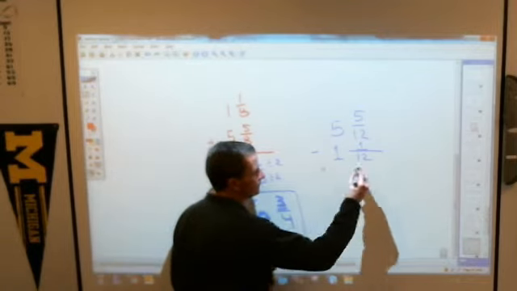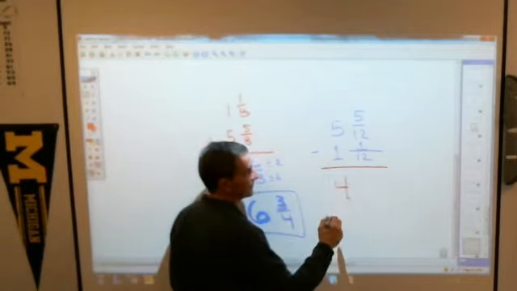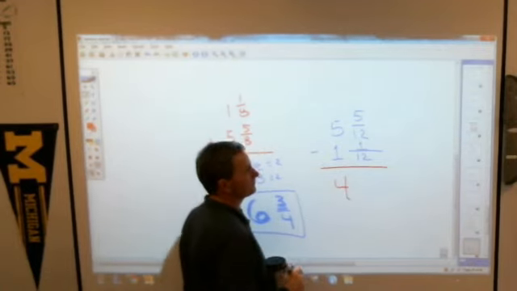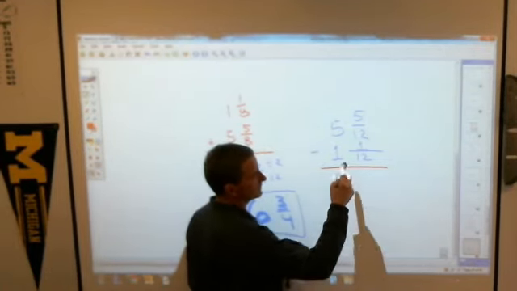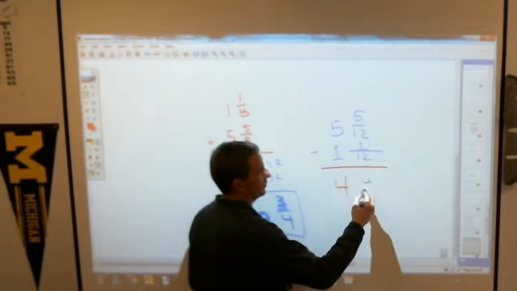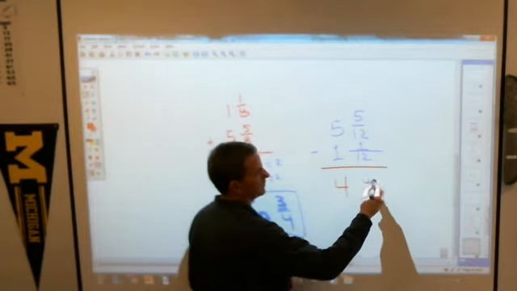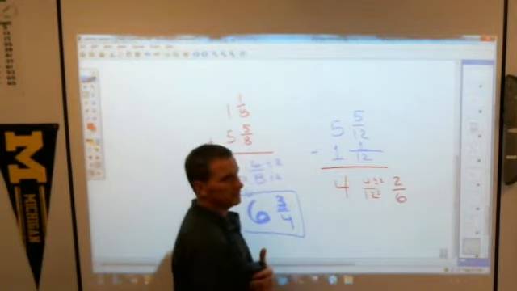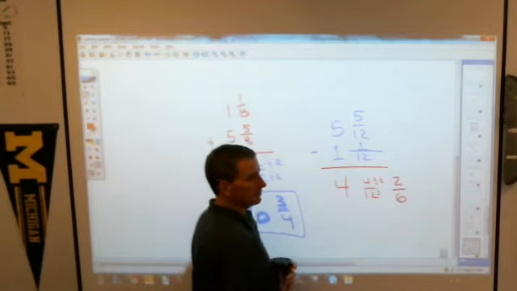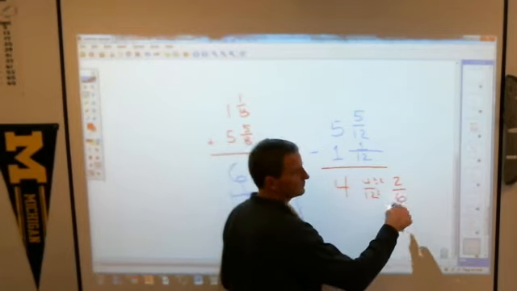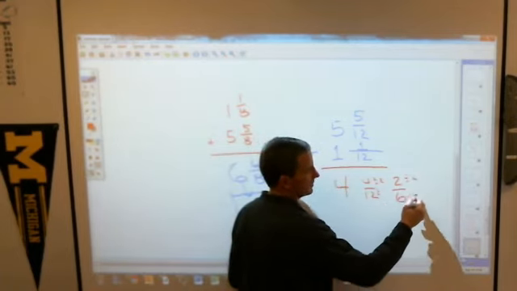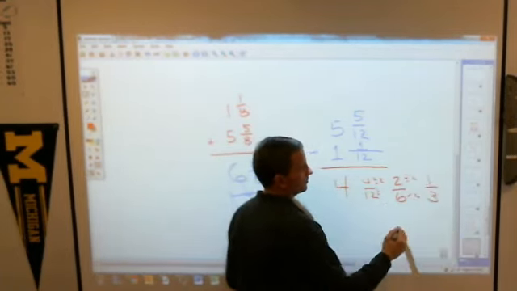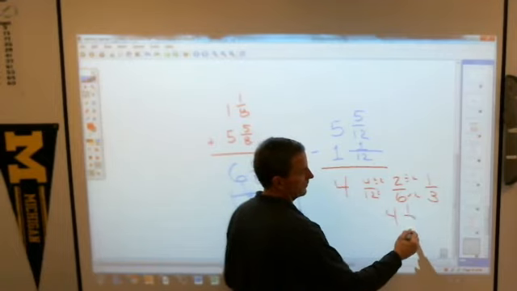Eddie Clark. 4 and 2/6. Now 2/6 can be reduced more. But that's in fact what you got. 5 minus 1, you got 4 4/12, right? And then you cut those both in half and divide it by 2 and got 2/6. But 2/6 can still be reduced by, what number goes into both of those? 2 again. If they're both even, you can always cut them in half. So your answer is 4 1/3.